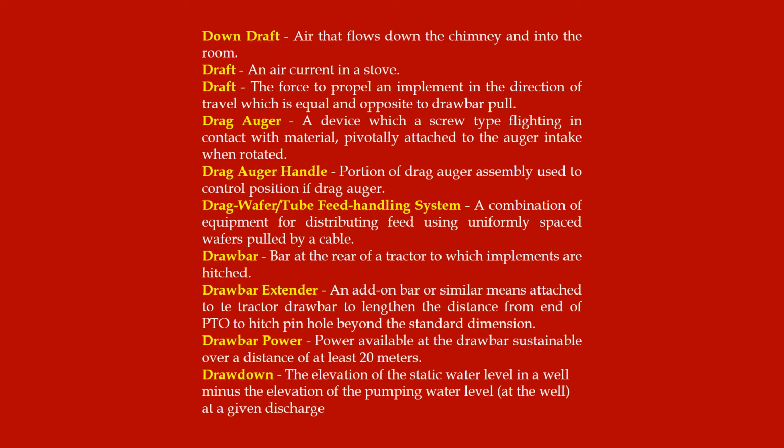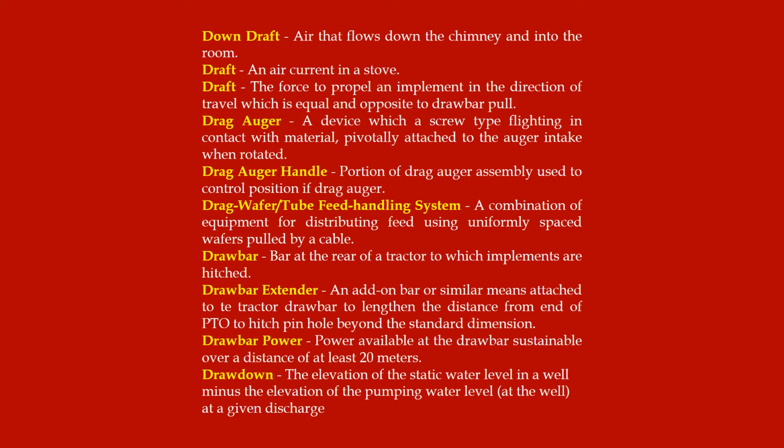Drag auger handle, portion of drag auger assembly used to control position of drag auger. Drag wafer or tube feed handling system, a combination of equipment for distributing feed using uniformly spaced wafers pulled by a cable. Drawbar, bar at the rear of a tractor to which implements are hitched. Drawbar extender, an add-on bar or similar means attached to a tractor drawbar to lengthen the distance from end of PTO to hitch pinhole beyond the standard dimension.